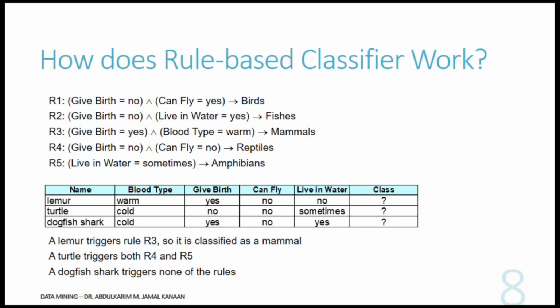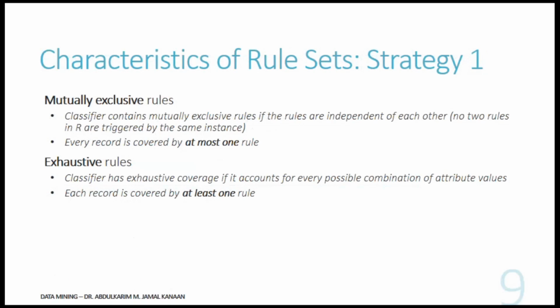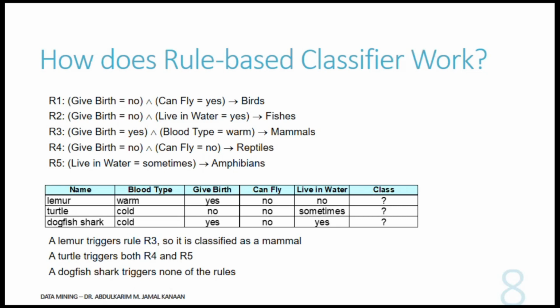Actually, this is just if then, meaning if give birth equals no and can fly yes. Else if give birth no and live in water yes, then that means fish. Else if give birth yes, blood type warm, then it's mammal. Else if give birth no, can fly no, then it's reptile. Else if live in water sometimes, then it's amphibian. So the point is you have else if all the time. Each rule represents one if condition.